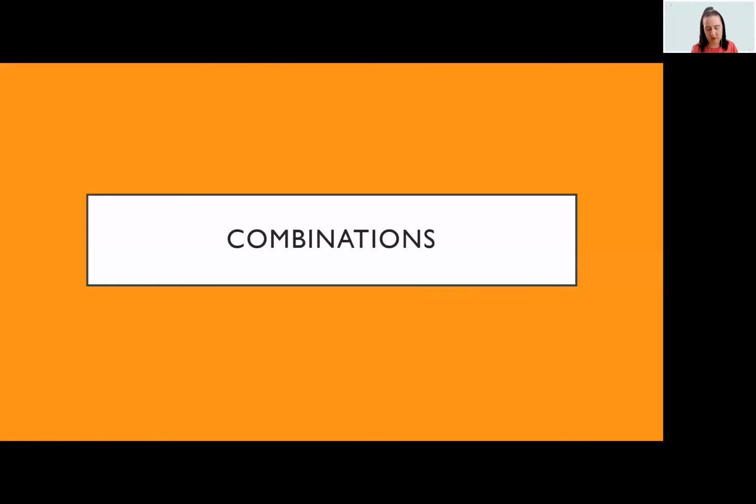Okay, so this week we are doing two things. We're talking about numbers of elements and all the different ways you can order or arrange something. And so we've got the concepts: the fundamental counting principle, combinations, and permutations. And so I'm talking about combinations today.